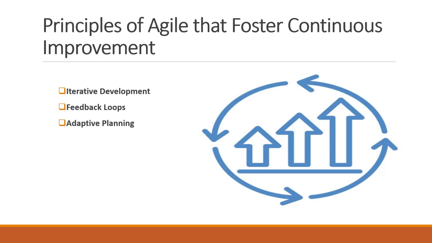Principles of Agile that foster continuous improvement. The first principle is iterative development. Agile methodologies like Scrum break down projects into small increments or iterations. After each iteration, the team reviews their work, which allows for frequent adjustments based on what was learned.